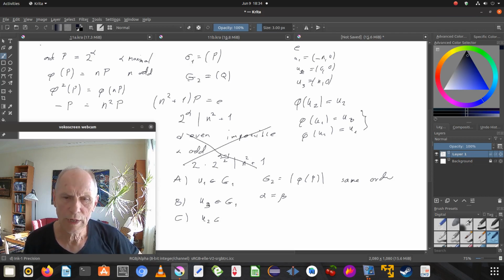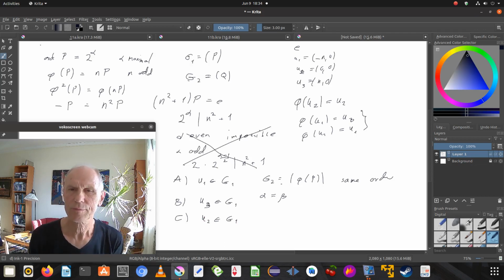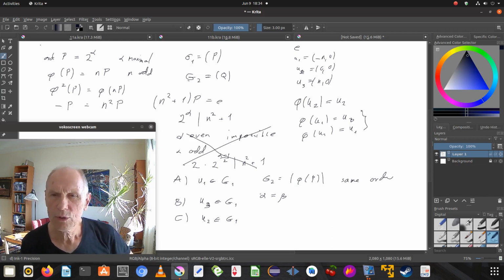If O2 lies in G, then we need to look at, then we have the two possibilities. A, no, it's irrelevant.